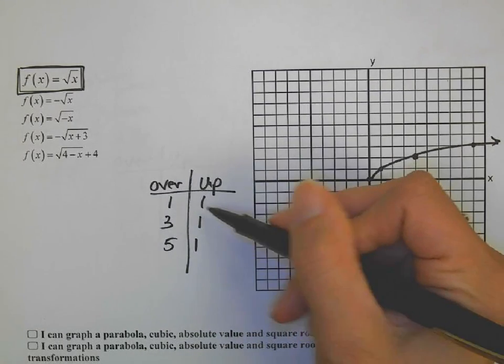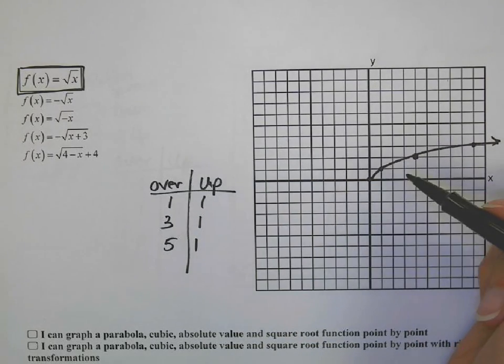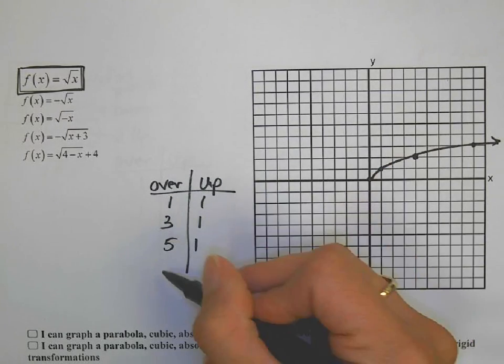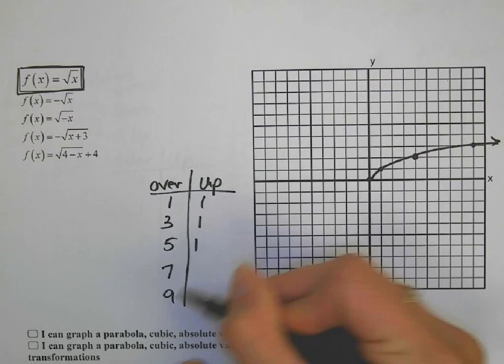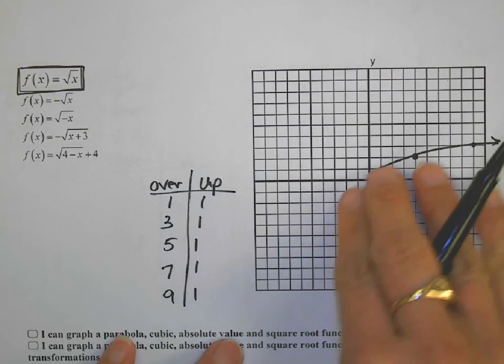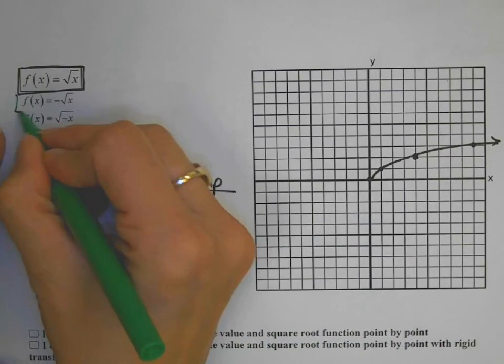So if you study this, this should be very familiar. The square root function is directly related to the parabola function, and it's 1, 3, 5, 7, 9. You got it. Okay? But instead of growing up, he grows over. Okay, let's do another couple things here.